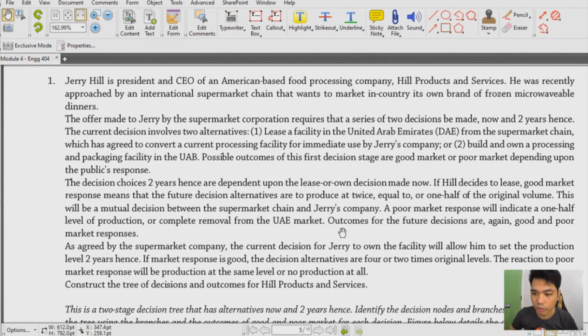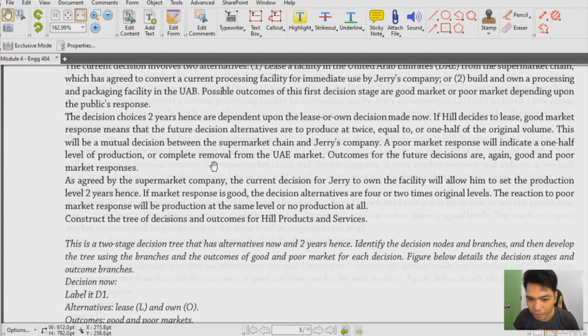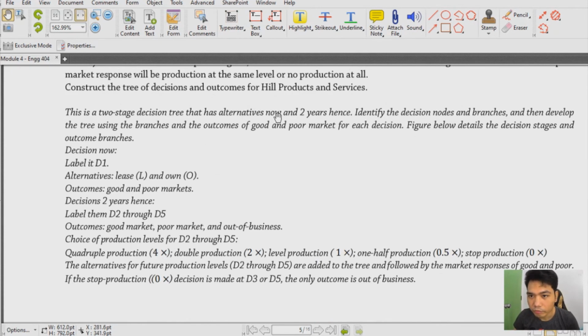So ang gagawin natin dito na pinaka-major step is to summarize what happened in the story. Story na kasi sobrang haba, no? So ito yung ganito siya ginagawa, no? Usually, yung decision na lalagyan mo lang ng label D1. So, yun, D1. And then, alternatives. Ano ba yung outcome ng decisions na yun? So, you can either lease or own.